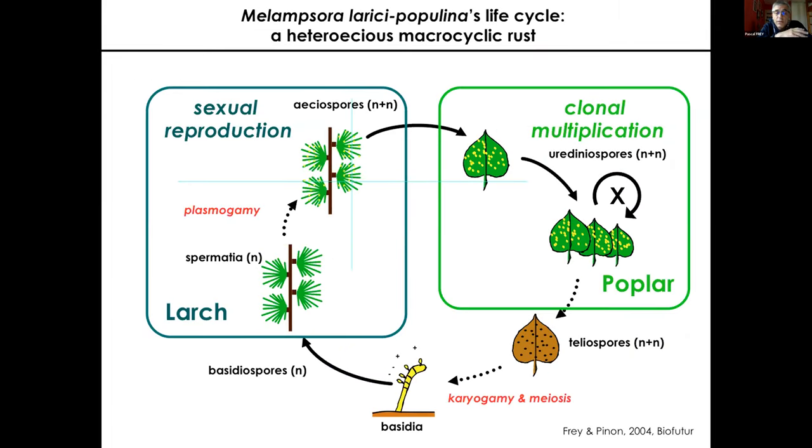This slide is just to remind you that this rust, poplar rust, especially the species Melampsora larici-populina, has a typical complicated life cycle, a heteroecious macrocyclic life cycle, with the poplar as the telial host on which there is a clonal multiplication from spring to autumn, with a lot of asexual multiplication rounds from poplar leaf to poplar leaf. And then in spring, you have a sexual reproduction phase, which occurs on the aecial host, which in this case is larch, which explains the name larici-populina. Larici comes from larix, Latin name of larch. And this is almost obligatory, even if there are some asexual lineages that don't perform sexual reproduction. One important point is that the urediniospores, those which attack poplars, of course, are dikaryotic, so they are diploid from a genetic point of view.